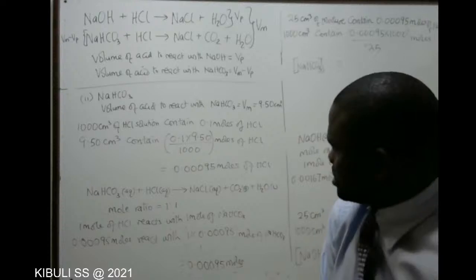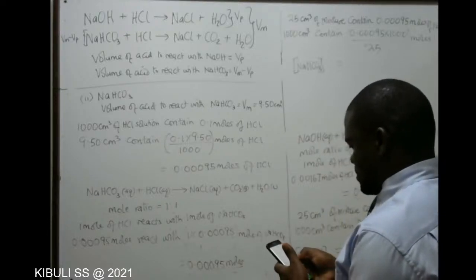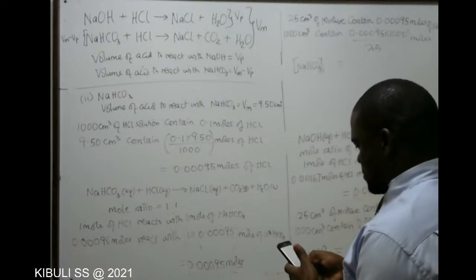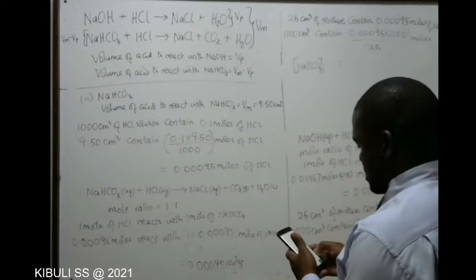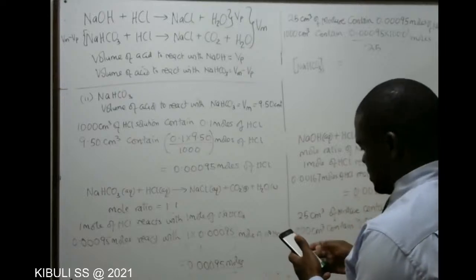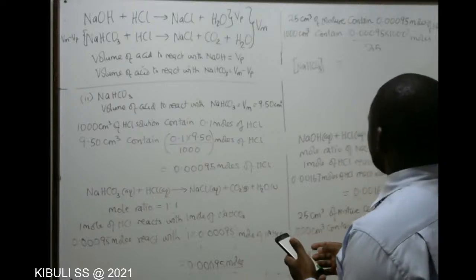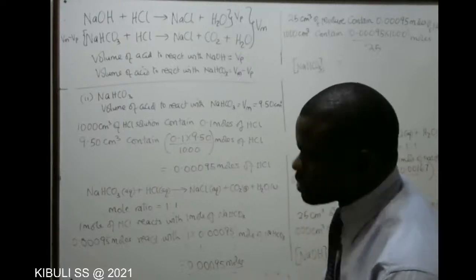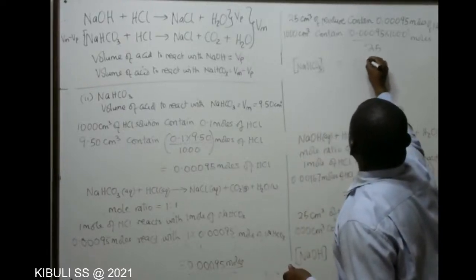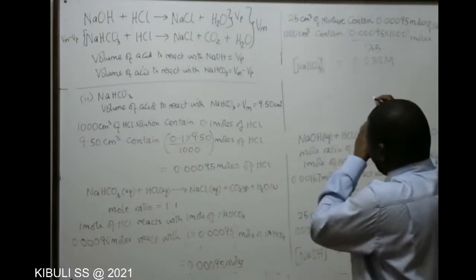Using my calculator here, I can say 0.00095 times 1000 divided by 25. I get 0.038 molar.